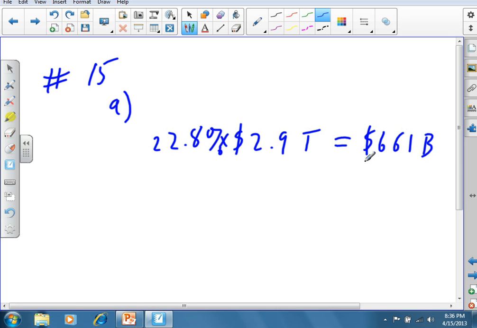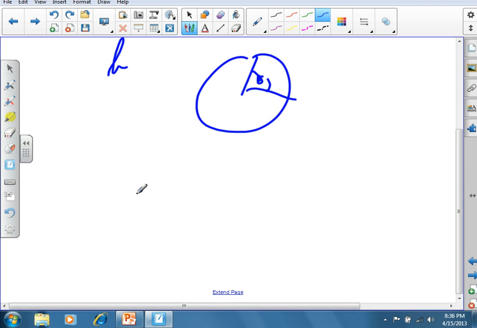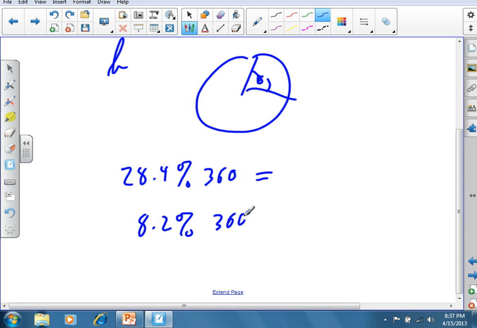Calculate the size of the central angle to the nearest degree for each of the segments. You gotta be kidding me. Okay, so the central angle means this angle right here. All right, so I need 28.4% of 360. I need 8.2% of 360. I need 19.1% of 360.